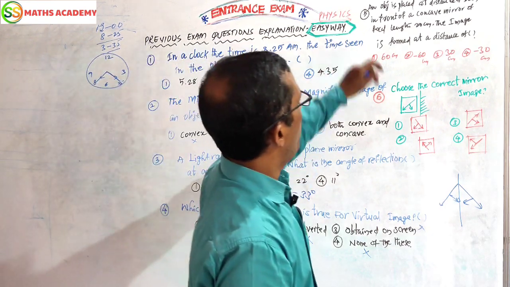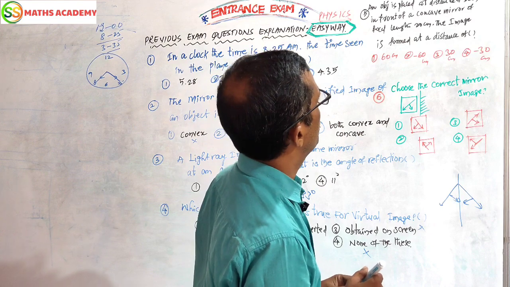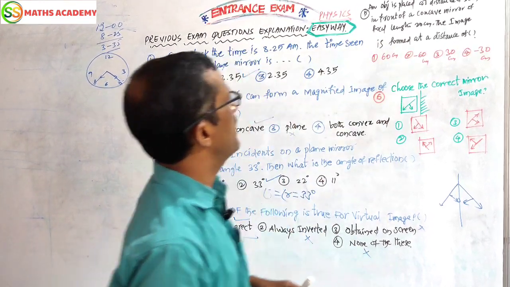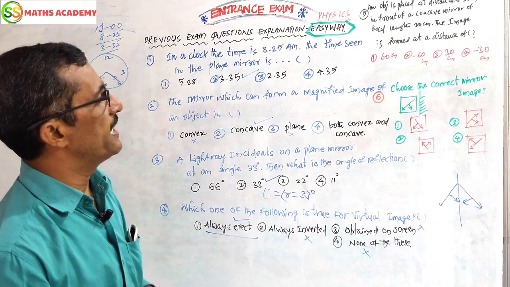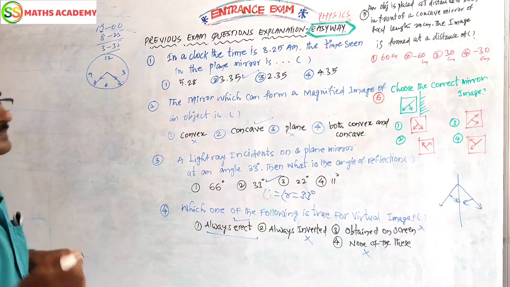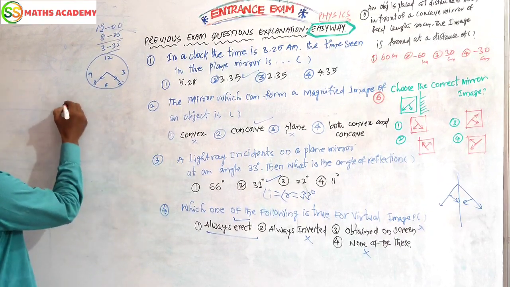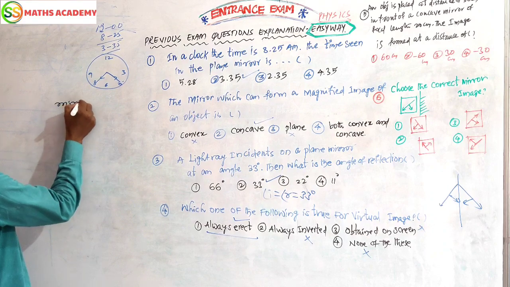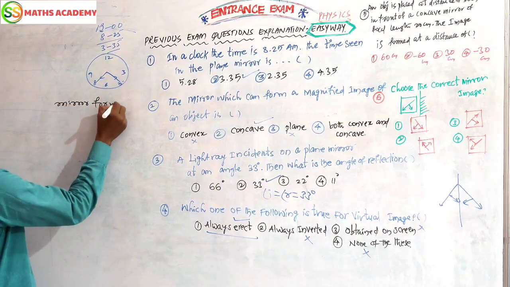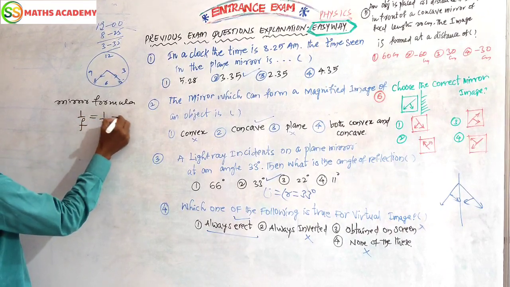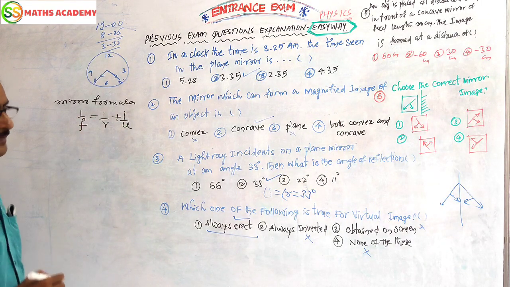Next, an object is placed at a distance of 30 centimeter in front of a mirror of focal length 20 centimeter. The image is formed at what distance? The question is asked, so we should use the formula. First, we have to use the mirror formula. Mirror formula, that is 1 by f equal to 1 by v plus 1 by u.